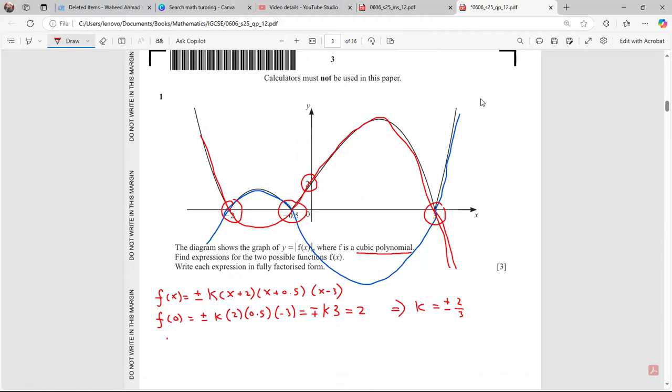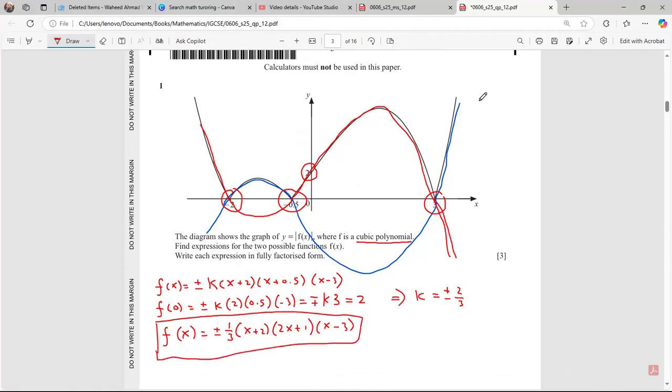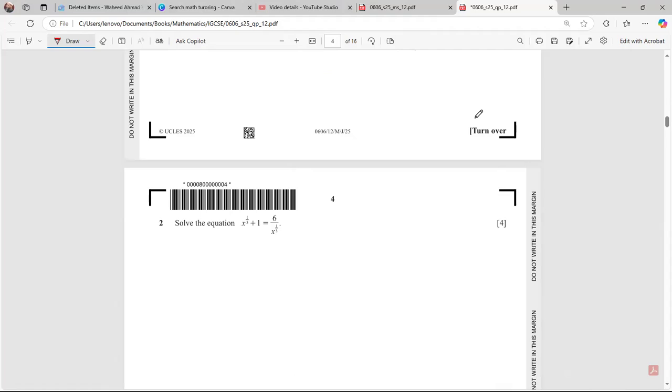Now we can go back to f(x) equals this, k is plus minus 2 by 3, so we will have again plus minus 2 by 3. So I will put 1 by 3 here, and I will take 2 inside, multiplying with this one. So if I leave x plus 2, this will become 2x plus 1, if I multiply 2 with this bracket, and x minus 3. So this is my final answer. I hope everything is clear, no confusion. So let's move on to the next question.